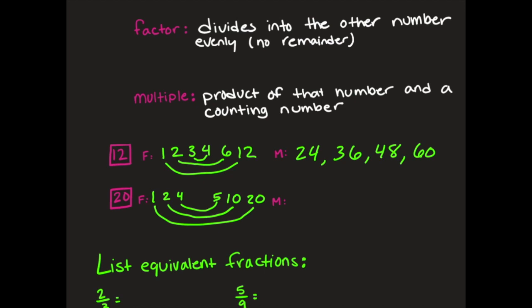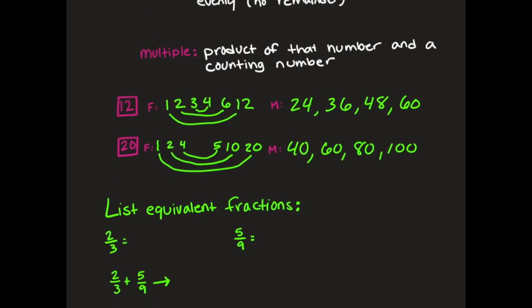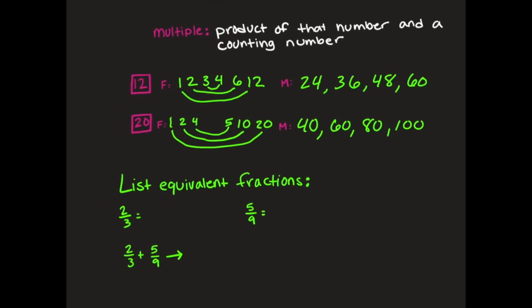Multiples of 20: I'm going to multiply by 2, 40; by 3, 60; by 4, 80; by 5, 100. You can keep going, but that's what I'm going to give as my examples for my multiples. And using factors and multiples can help you find common denominators. So that's why we're reviewing those two terms.